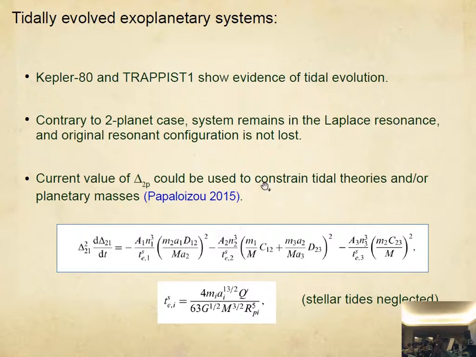You're neglecting stellar tides here, so it may not be such a good idea outside the double resonance, but you can then estimate either the values of Q or the planetary masses if you know the age of the system and how far they have evolved. So that's an idea which is very interesting.